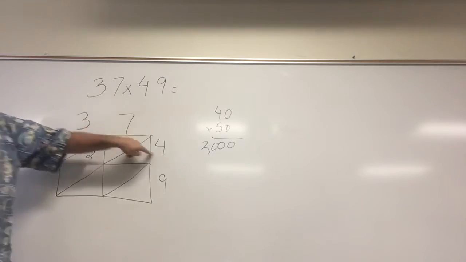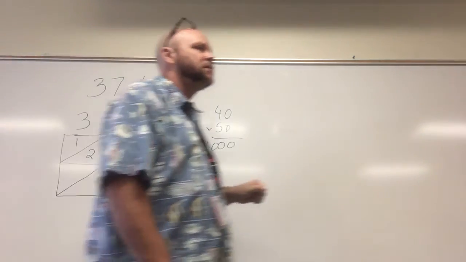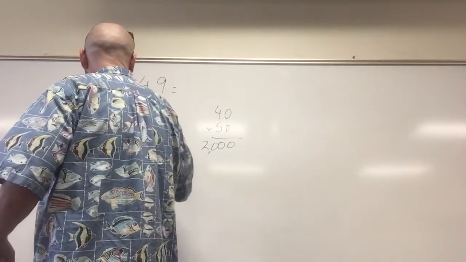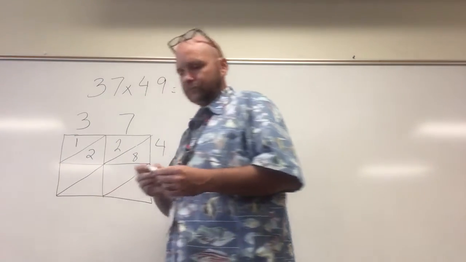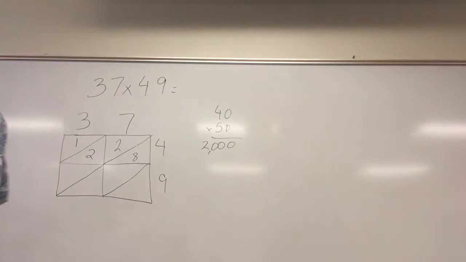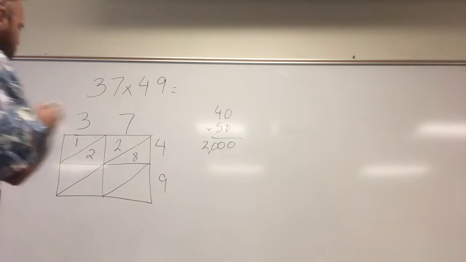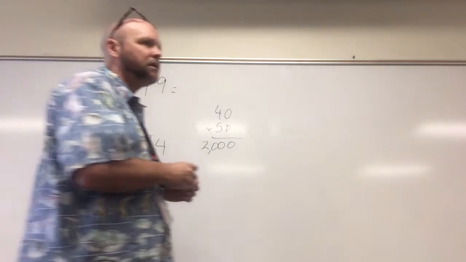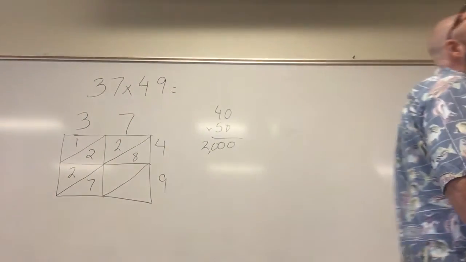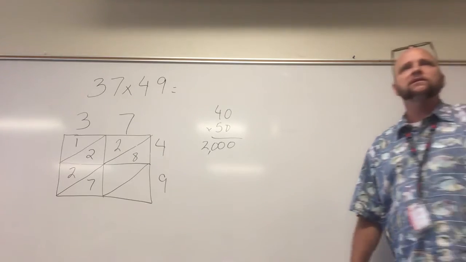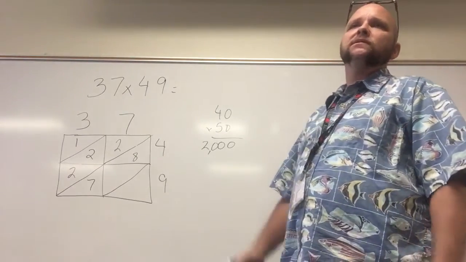All right. This rectangle right here, we have 7 times 4, which is 28. The 2 above the line, the 8 below the line. This rectangle right here is 9 times 3, which is 27. 2 above the line, 7 below the line. The last rectangle we have is 9 times 7, which is 63.